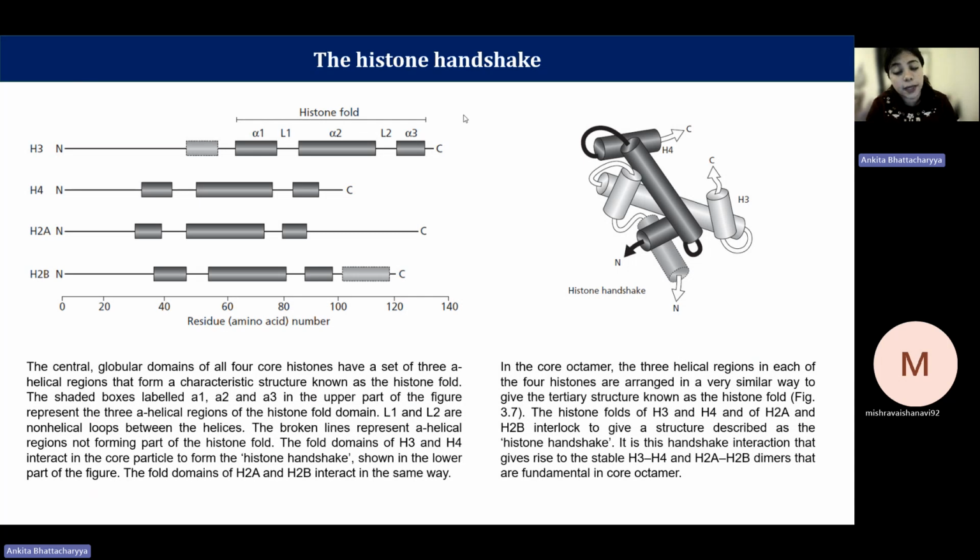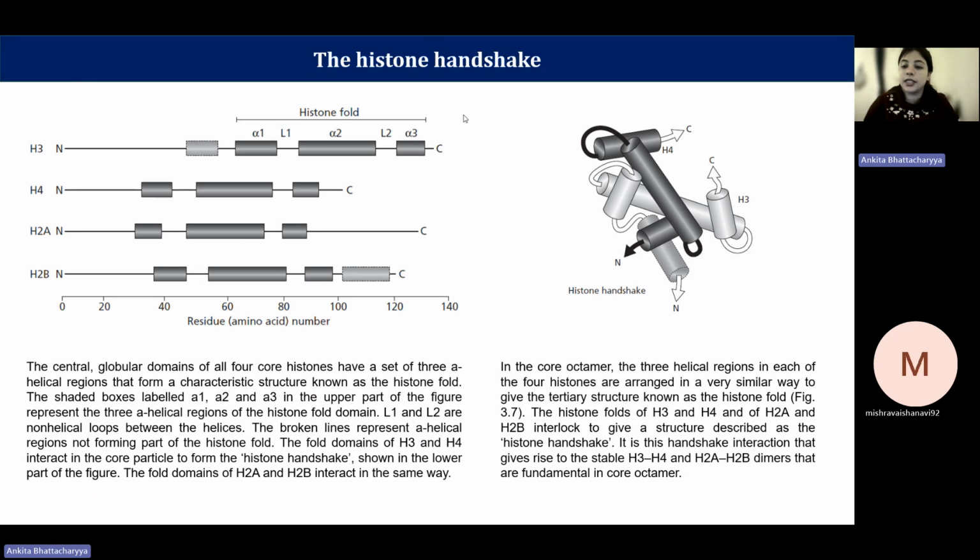They will be synthesized by the cell and they will undergo folding. But their arrangement and their functionality will be determined by all of these different variables. One of those variables is the way in which these proteins interact with each other. Two of those key interactions include, first, the fold domain of H3 and H4.